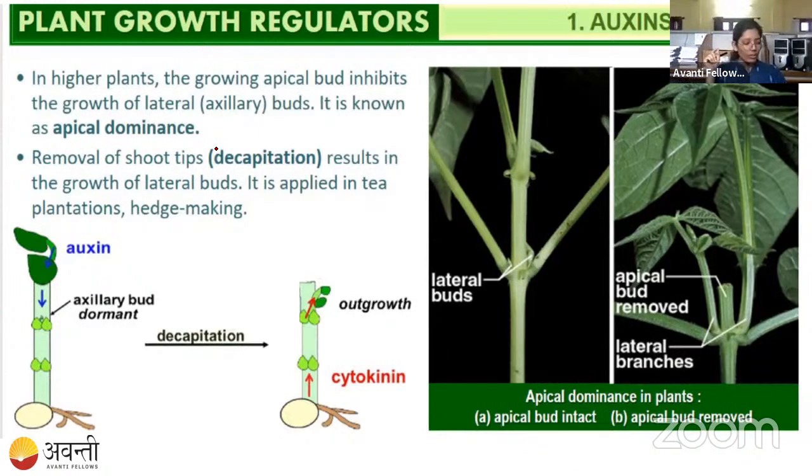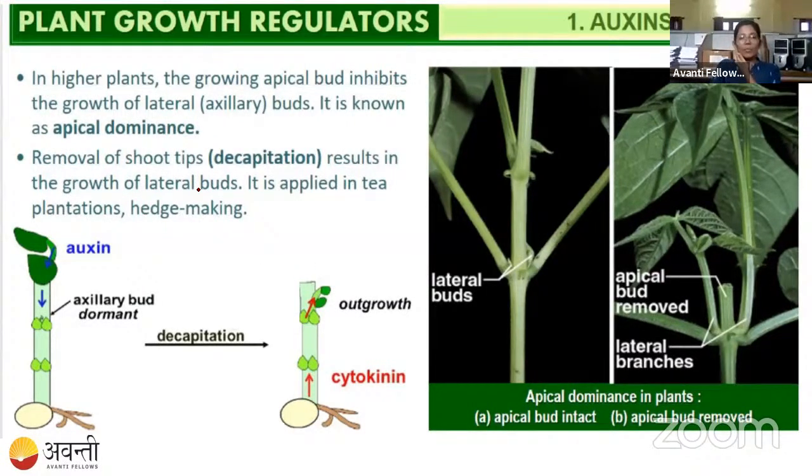But sometimes what this auxin will do, let's say in the tip some buds are coming, at the same time in the lateral side also some buds are coming. But these buds which are coming at the tip are going to dominate the lateral bud because of the presence of more auxin here. This is called apical dominance, the dominance which is at the tip, because of the presence of the auxin.